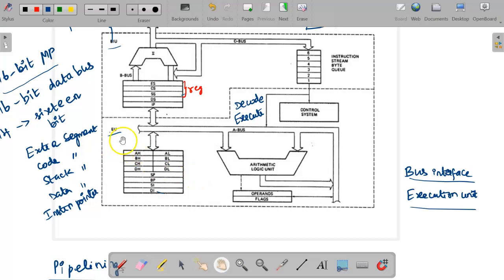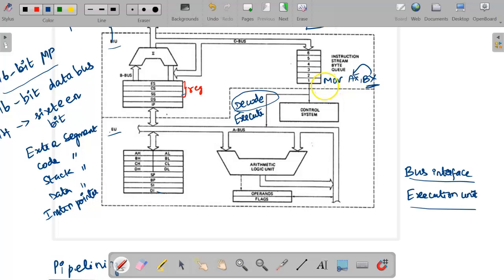And then we have the execution unit, which is used to decode as well as execute. Decode in the sense it will translate the instruction into a series of actions that it has to do. For example, if it is receiving an instruction like move, so here I have a move instruction. Move AX comma BX means the data available in the BX register will be moved to the AX register. What is the meaning of this instruction will be given by the decoder to the execution unit.